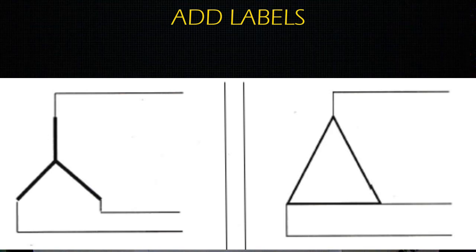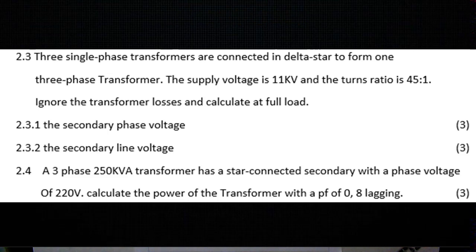2.3. Three single-phase transformers are connected in delta star to form one three-phase transformer, as we did above. The supply voltage is 11 kilovolts and the turns ratio is 45:1. Ignore the transformer losses and calculate at full load the secondary phase voltage. So notice the transformer ratio is always primary is to secondary. So 45 will be N1 and 1 will be N2.